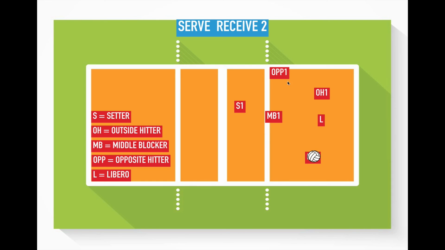Now on serve, notice my middle blocker and opposites get into position. In this case, the serve went to my outside hitter. So after she passes the ball to the setter, she would come up and become a hitter. Then I have 3 hitters. The setter has a choice of which of the 3 hitters to hit. And again, once we hit the ball on the other side, then we return to our base position. That's the end of rotations 1 and 2.